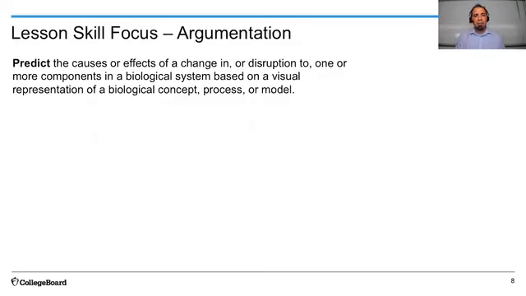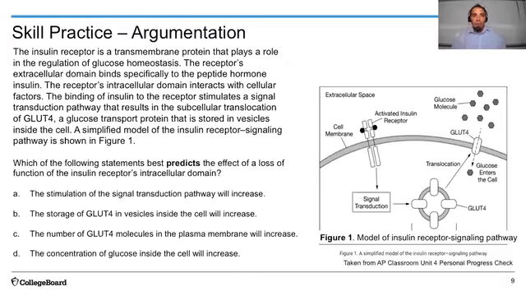So let's practice. Again, we're going to predict. Argumentation is less the skill focus, but in this one, we're going to predict the cause or effects of a change in or disruption to one or more components in a biological system based on a visual representation of a biological concept, process, or model. So, a lot to read here. I'm going to read it to you.